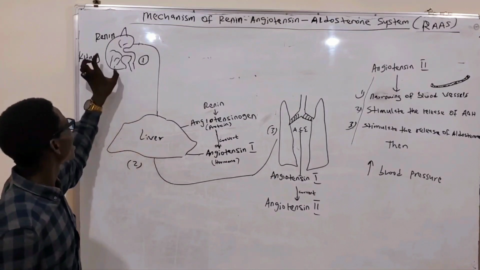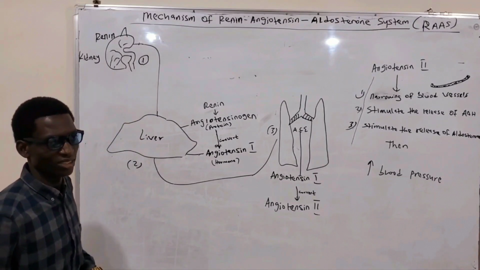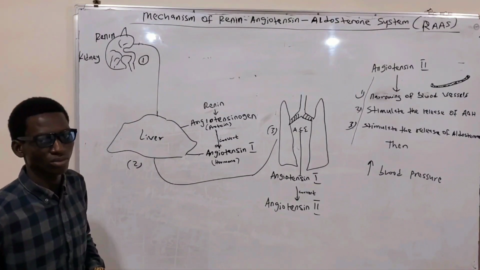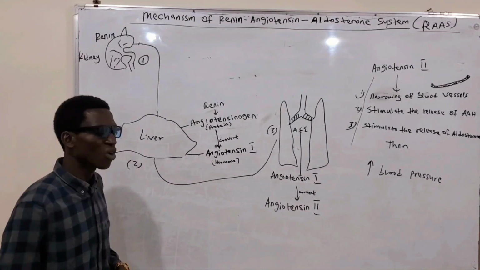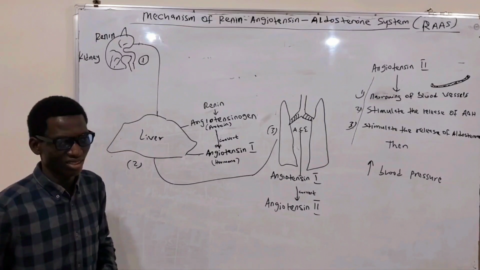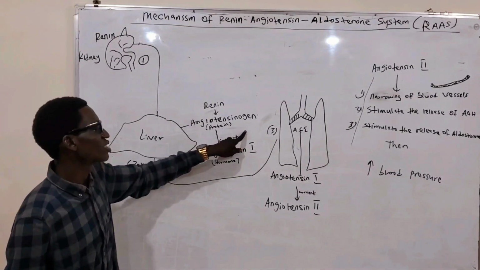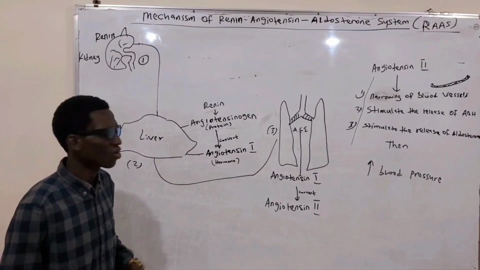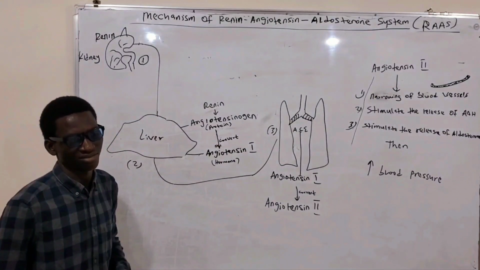By the time the renin is released by the kidney due to decrease in blood supply to the kidney, it will travel to the liver. By the time it gets to the liver, inside the liver there is a protein called angiotensinogen. The renin will now act on this angiotensinogen and convert it into an inactive hormone called angiotensin 1. It's a hormone but is inactive.